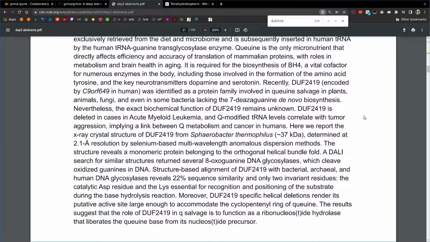DUF2419 is deleted in cases of acute myeloid leukemia, and Q-modified tRNA levels correlate with tumor aggression, implying a link between Q metabolism and cancer in humans. Here we report the X-ray crystal structure of DUF2419 from Sphaerobacter thermophilus, approximately 37 kilodaltons, determined at 2.1 angstroms resolution by selenium-based multi-wavelength anomalous dispersion methods.